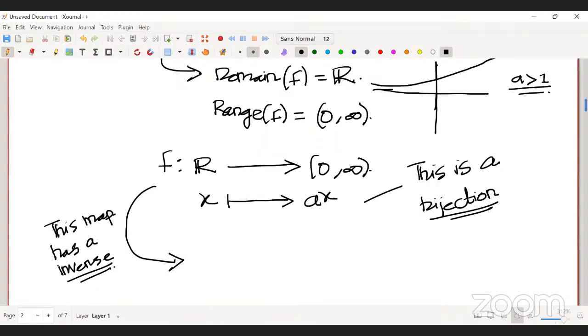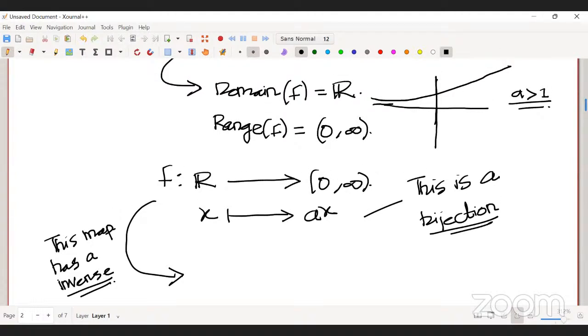Okay, I understand your question. You are asking the converse. No, all continuous maps are not onto. Or maybe you can say all continuous maps are not bijections.